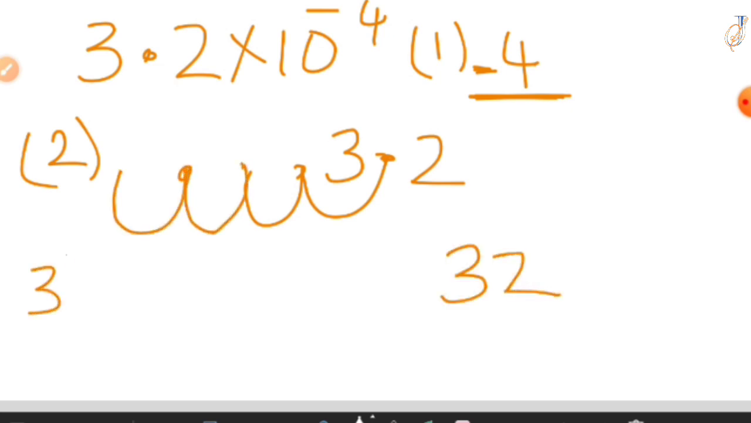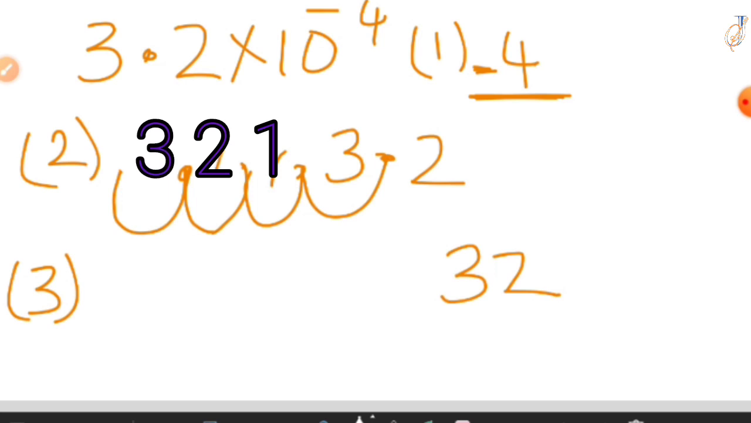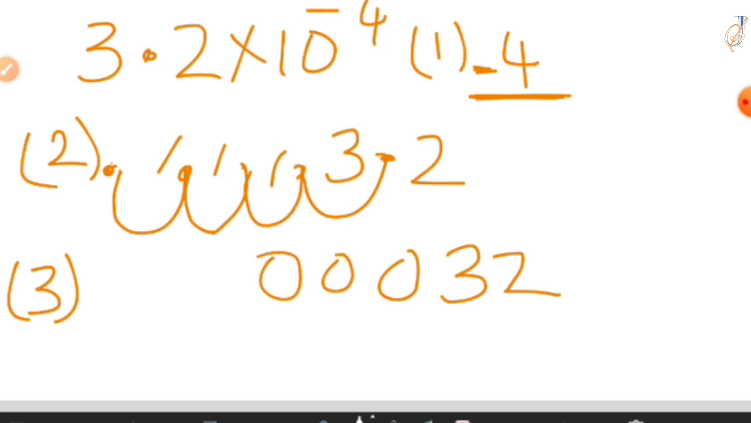And what is step 3? Fill the zeros in empty spaces. 3, 2. So we have 1, 2, 3. And here the decimal point moves. So 1, 2, 3. Then the decimal point comes, and before that you have to write a zero.